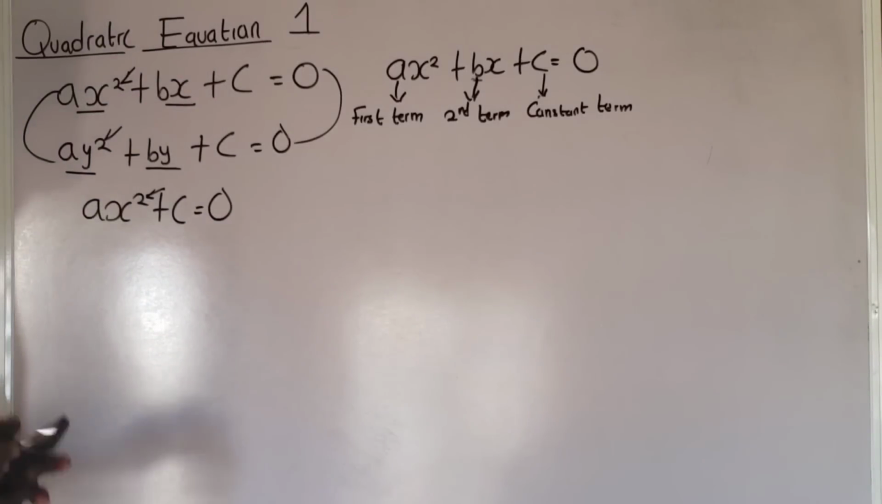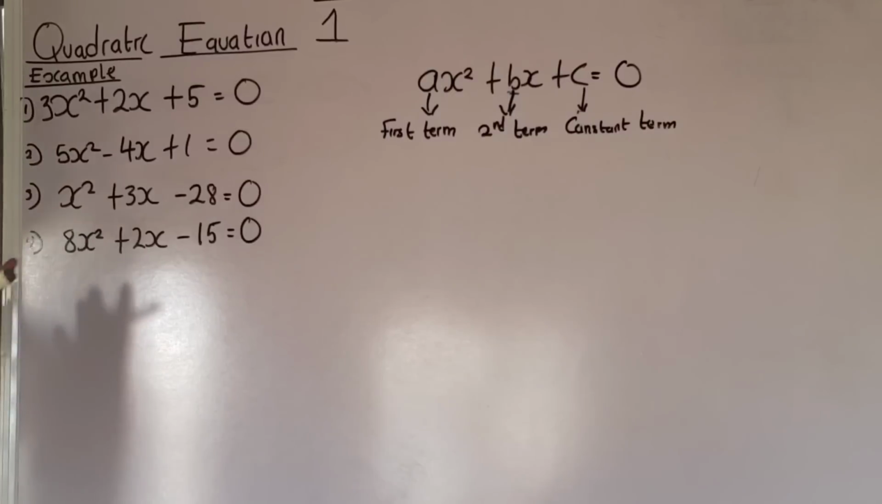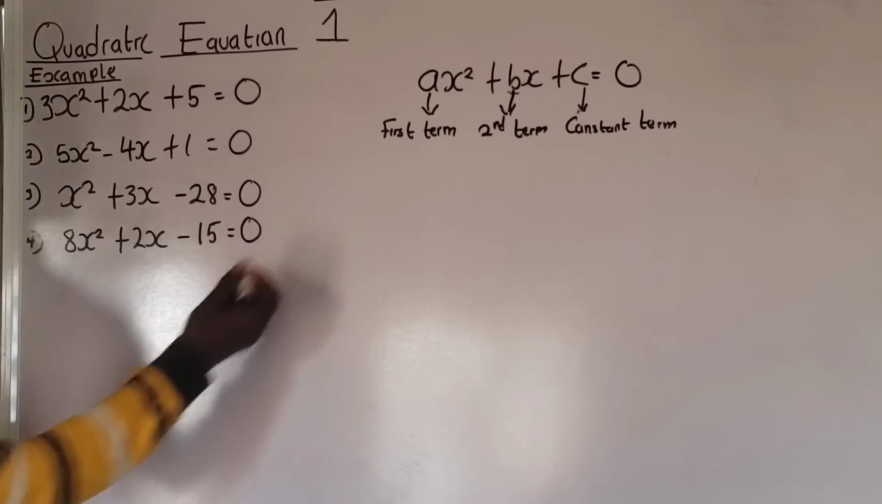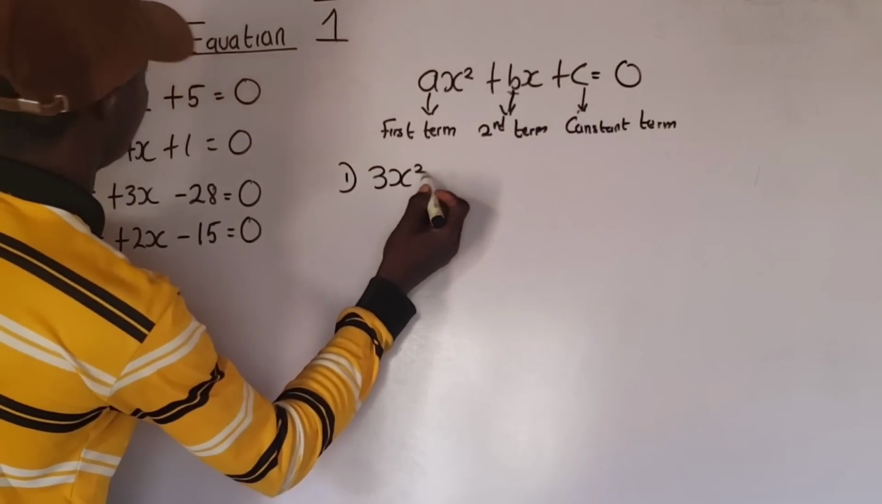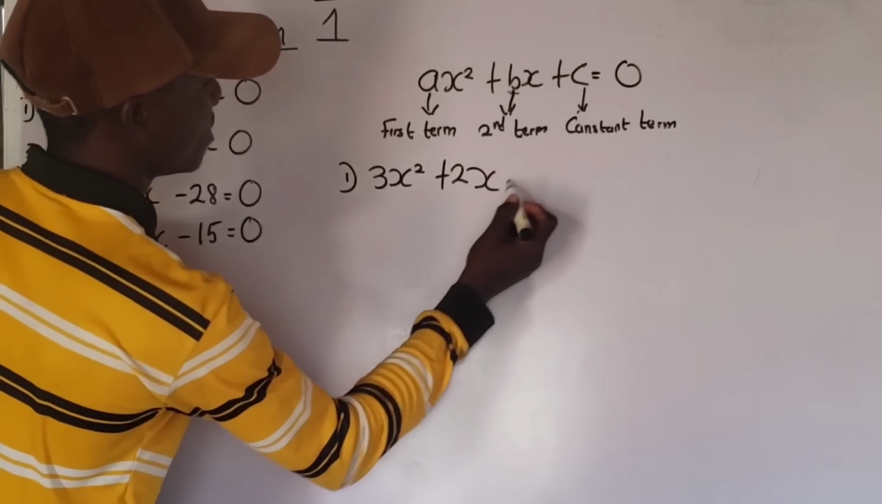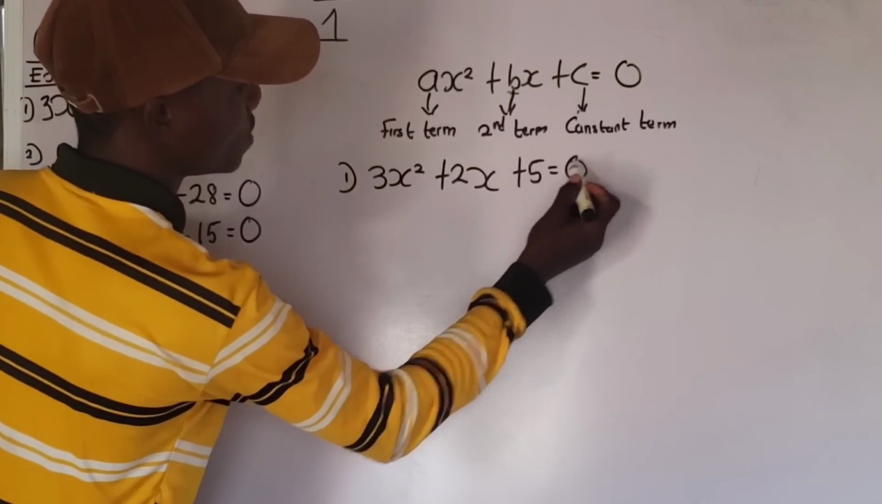Now, having known the terms in the quadratic equation, let's start with this example. We are asked to determine the first term, the second term, and the constant term in this quadratic equation. Let's start with the first question. We have 3x squared plus 2x plus 5 equals 0.